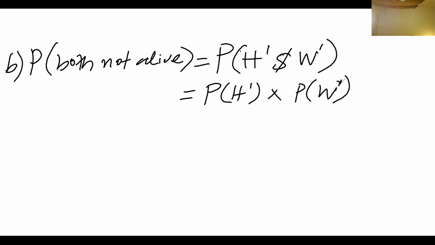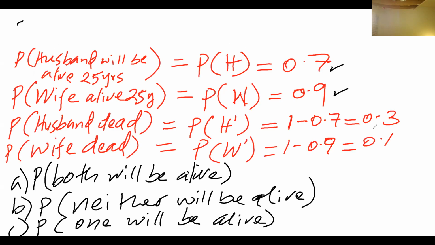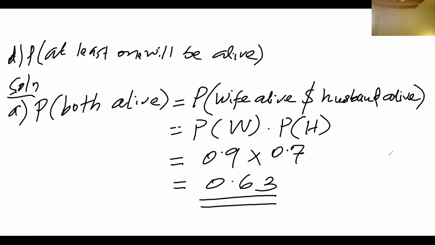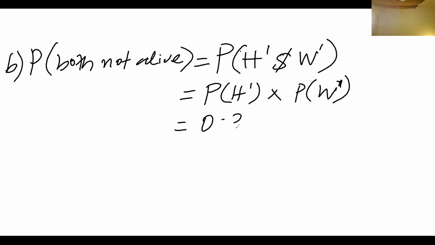So I'm using that symbol, the apostrophe, to show they're not alive. For the husband not alive, you had seen it is 0.3. For the wife it is 0.1. So 0.3 times 0.1 is 0.03.